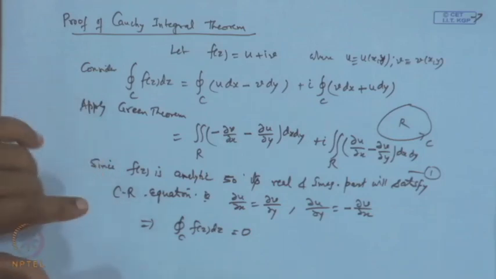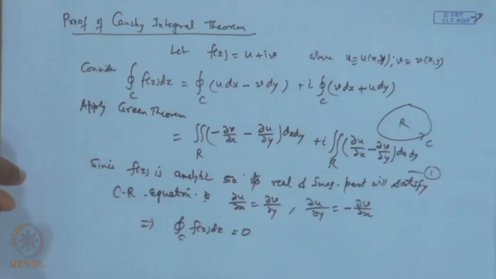Cauchy proved this using continuity of the derivative, but Cauchy-Goursat dropped the idea of that continuity, and then also proved the theorem. So, we are not interested in that; that is the proof.